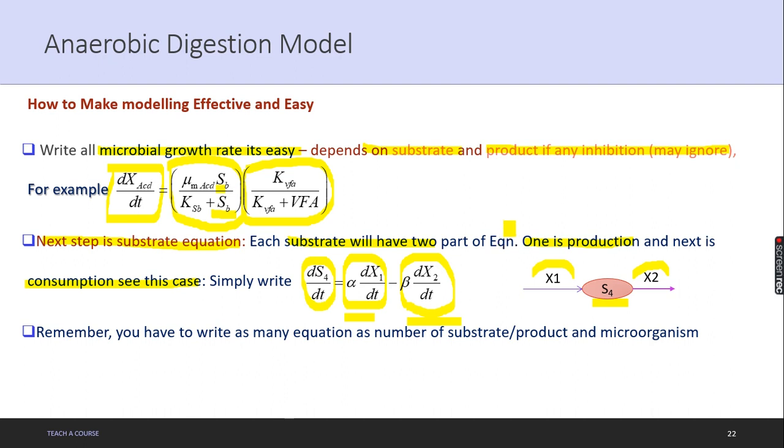Finally, you have to keep in mind whether you have completed it or not. We have to write as many equations as there are substrates, products and microorganisms. If there are 7 substrates and products, and for example 5 microorganisms, you must have 7 plus 5, 12 equations. You should take care that the total number of differential equations is 12, so that you can complete the anaerobic digestion process, or make the modeling more effective.